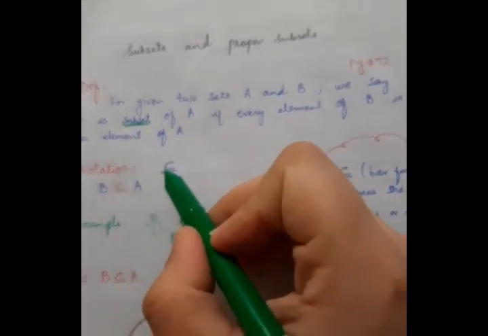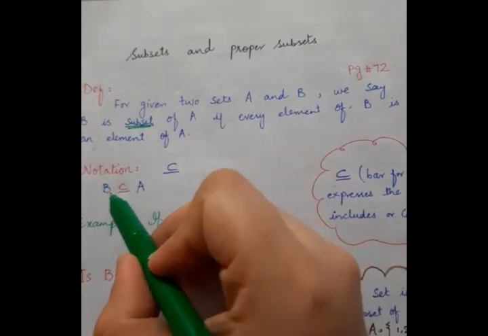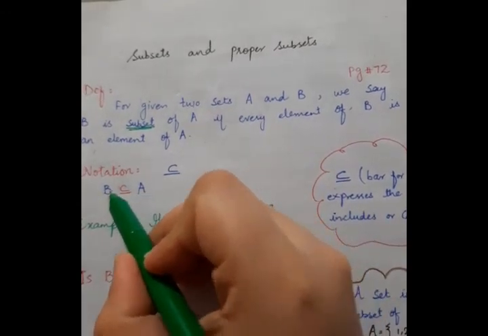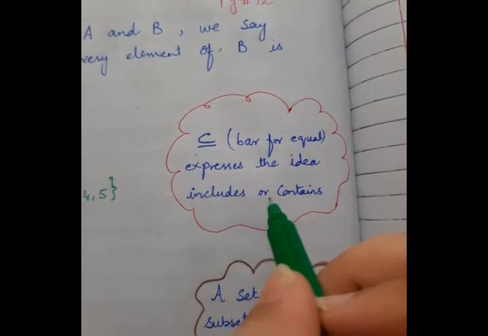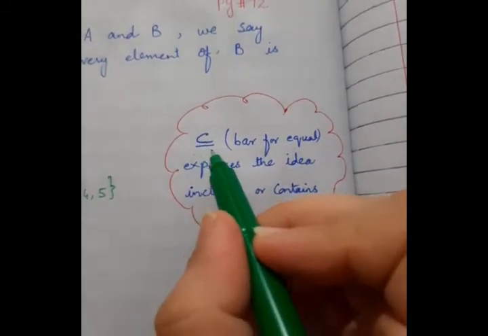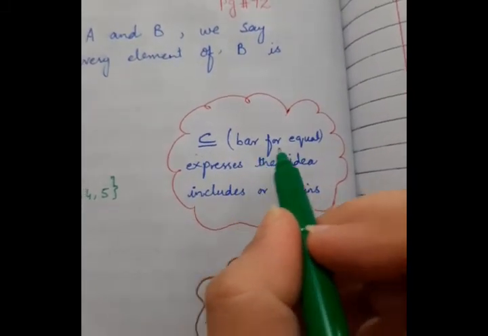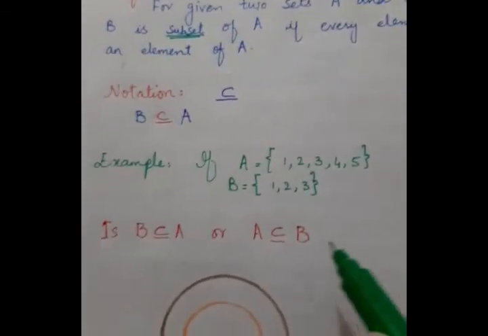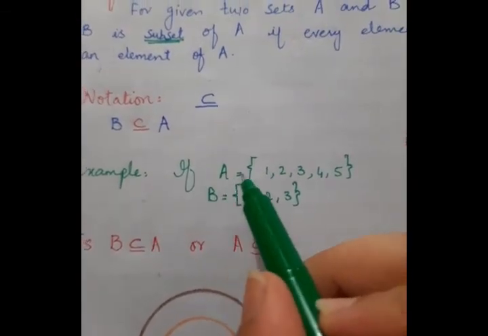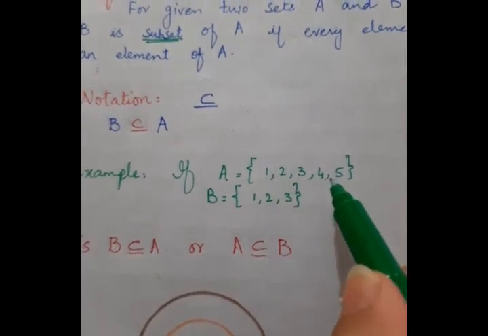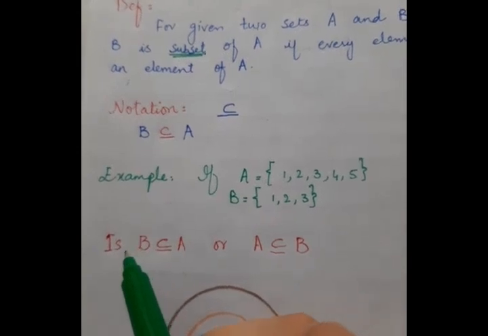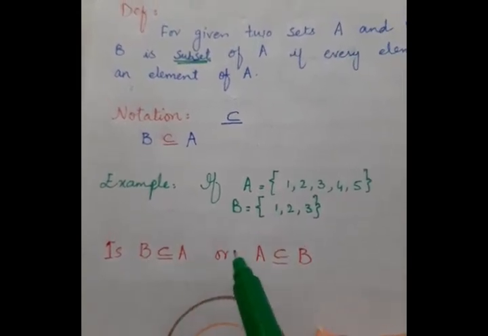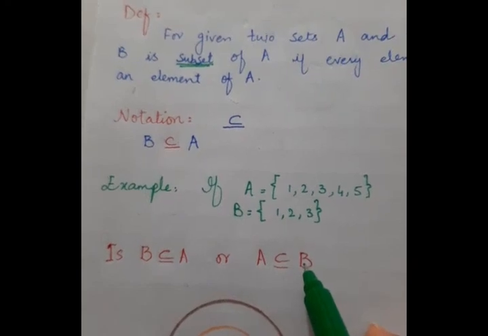The notation for it is this. If we are saying that B is subset of A, we are going to write it in this way. This notation expresses the idea. It means that includes or contains, and the bar is used to show that two sets are equal. Here I have written an example. If A is equal to 1, 2, 3, 4, 5 and B is equal to 1, 2, 3. You have to tell me that is B subset of A or A subset of B.